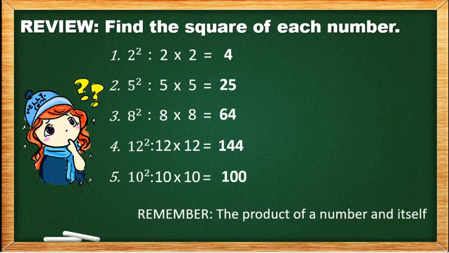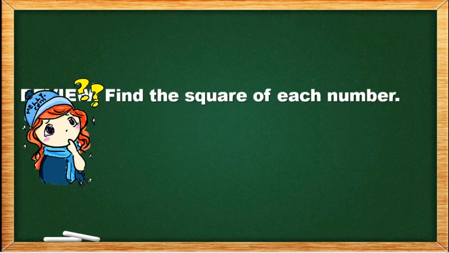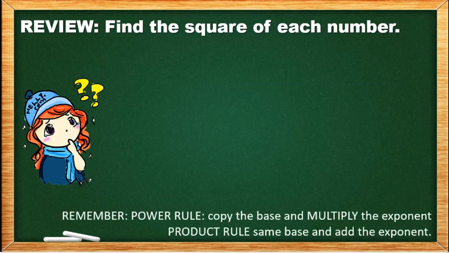Now, find the square of each number when the given is a variable or an expression with literal coefficients. So, let's see. Remember, power rule: copy the base and multiply the exponent. That's the power rule. And the product rule, same base: when the bases are the same, copy the base, then add the exponents. Let's see how we apply these two rules.